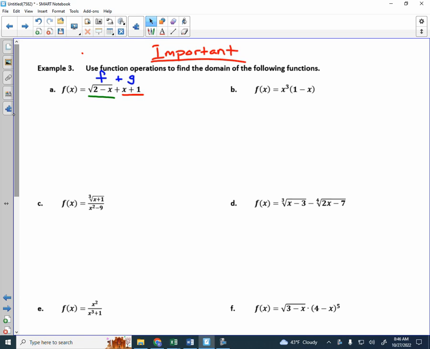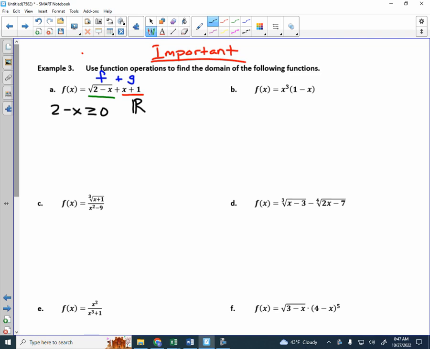What shape does that make? It makes a line. And what's the domain of a line? All real numbers. That was nice and easy. So we know that one's all real numbers. But is the domain of a square root function all real numbers? It is not. So how do I determine the domain of that? What do I set up?